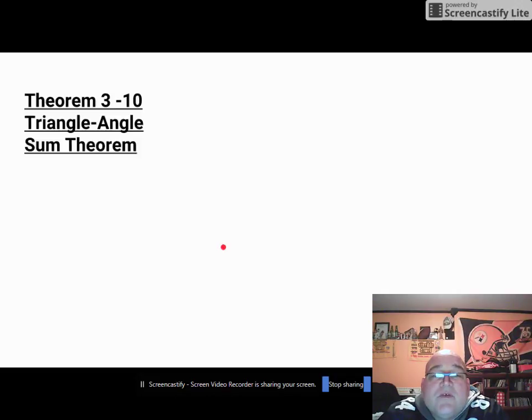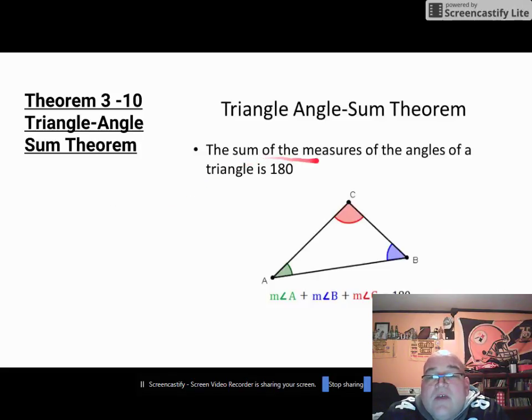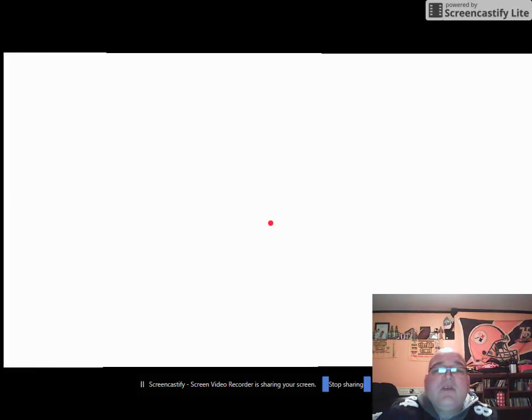We just proved the triangle angle sum theorem. The sum of the measures of the angles of a triangle is 180 degrees. The measure of A plus the measure of B plus the measure of C equals 180. Every triangle will always equal 180 degrees. Let's use it in an example.